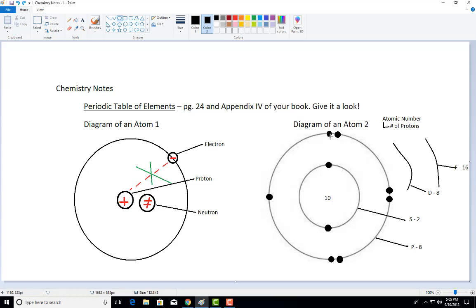If they've only got, for example, this one has 7 in its outer shell, what's going to be easier? Gaining 1 electron to fill in the spot, or losing all 7 to get down to the next full outer shell? Well, the answer is it's going to be much easier for this one to want to gain an electron and have a full outer shell than it would be to lose 7.